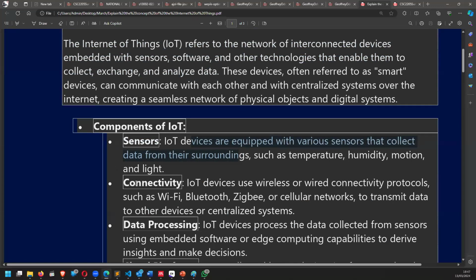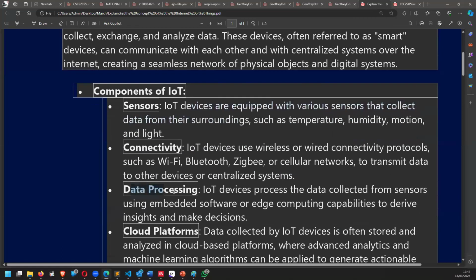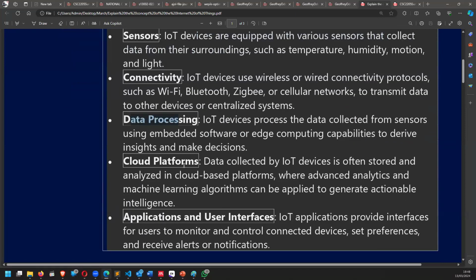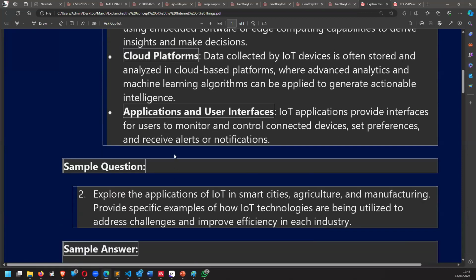Then you can talk about connectivity, wireless connectivity, Wi-Fi, Bluetooth. Yeah, you explain it. Data processing: IoT devices collect data from sensors, embedded systems, and you explain that. Then we also have what we call cloud platforms. Data collected from IoT is stored on cloud-based platforms where advanced analytics and machine learning algorithms can be applied to generate actionable intelligence. That is also a good one.